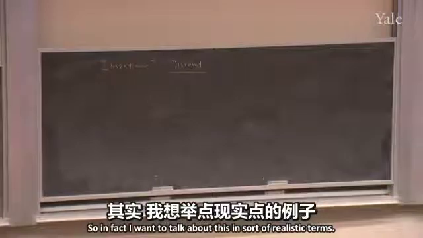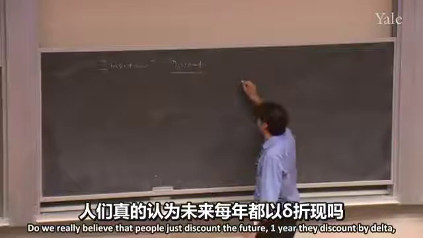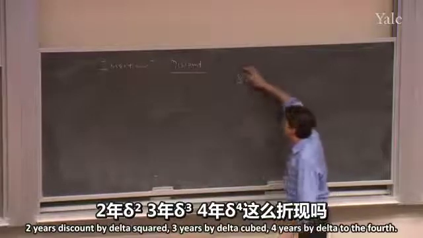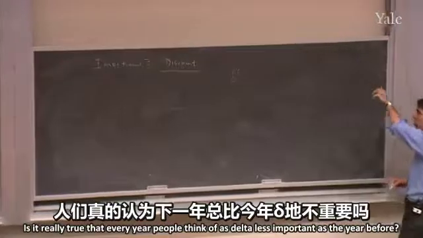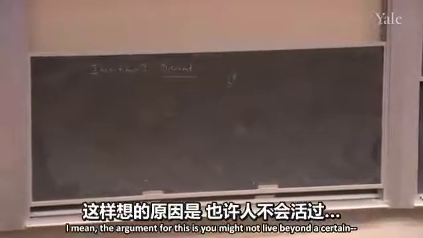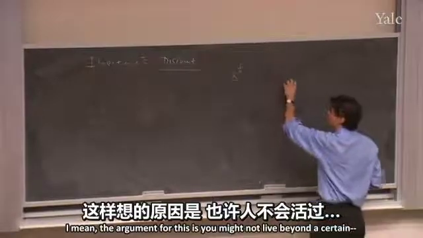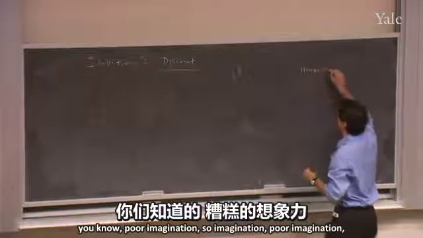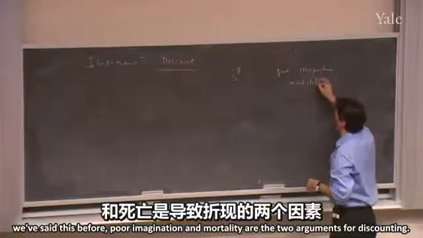So, in fact, I want to talk about this in sort of realistic terms. Do we really believe that people just discount the future? That 1 year they discount by delta, 2 years they discount by delta squared, 3 years by delta cubed, 4 years by delta to the fourth? Is it really true that every year people think of as delta less important than the year before? I mean, the arguments for that are, you might not live beyond a certain point, or poor imagination. So poor imagination and mortality, we've said this before, are the two arguments for discounting.